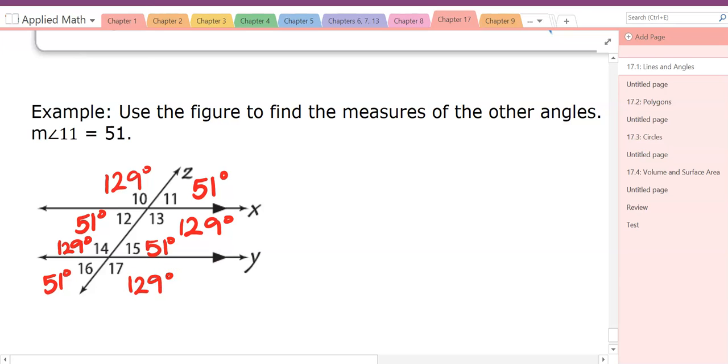If you have parallel lines, you should only have two angle measurements in your whole picture. And they should alternate. There should be a pattern for them that you should be able to use and follow.